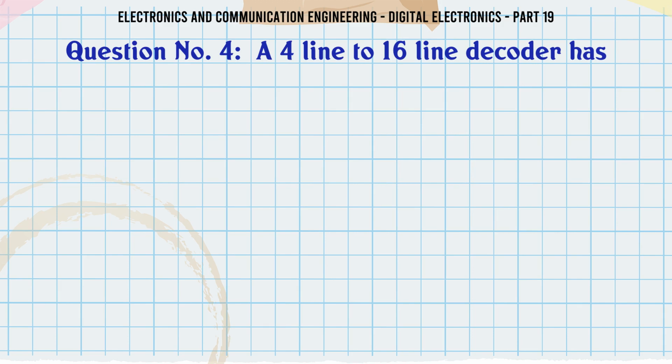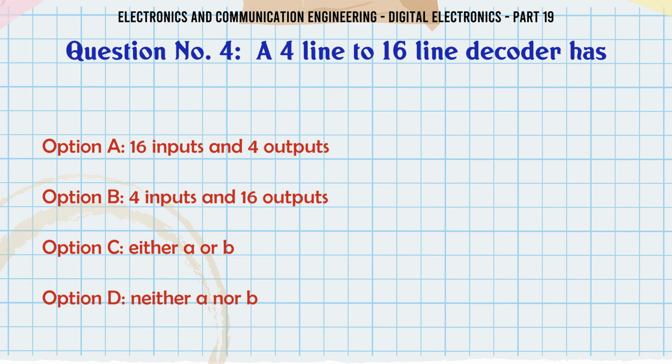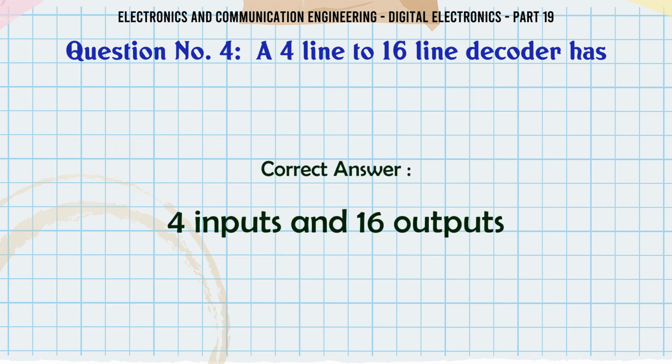A 4-line to 16-line decoder has: A. 16 inputs and 4 outputs, B. 4 inputs and 16 outputs, C. either A or B, D. neither A nor B. The correct answer is 4 inputs and 16 outputs.